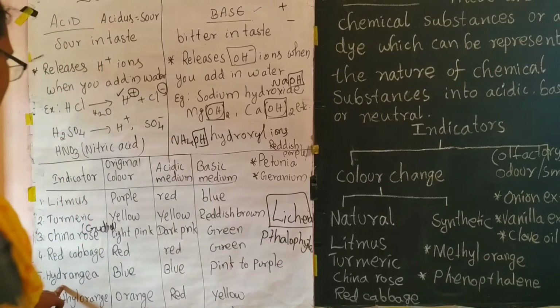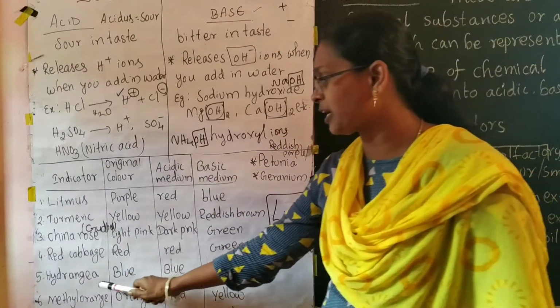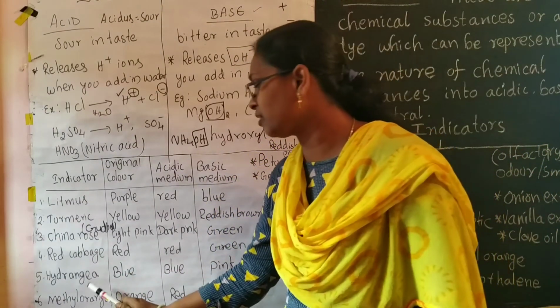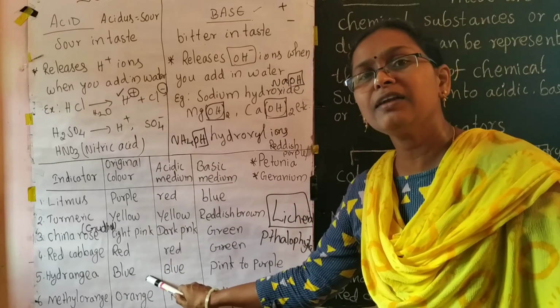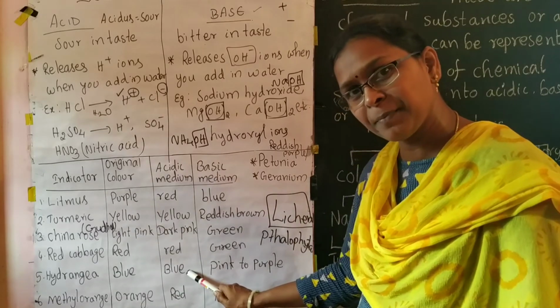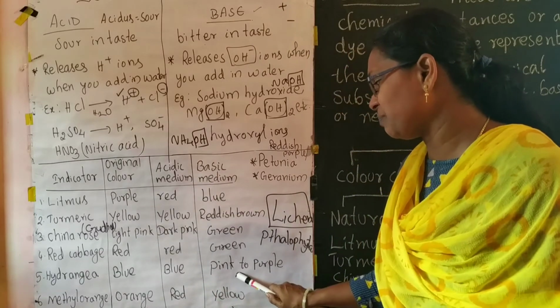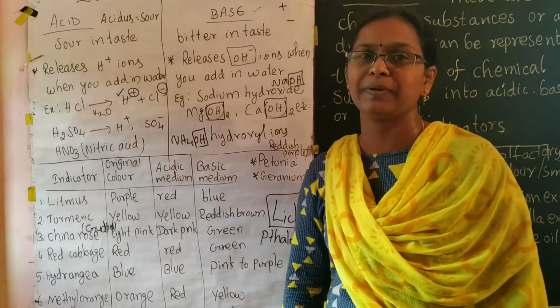And the next one, hydrangea, it is a type of flower. Hydrangea, it's also a type of flower. Usually this flower will be blue in color, and when you are giving it the acidic medium, the color will be in the blue color only. And when you are giving to the basic medium, the blue color will change to pink to purple.